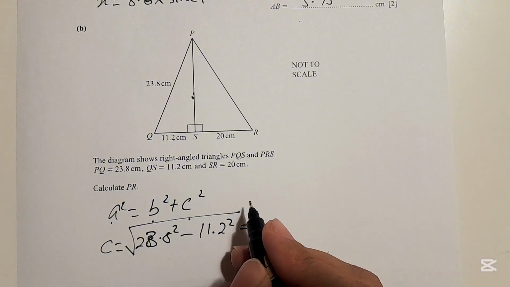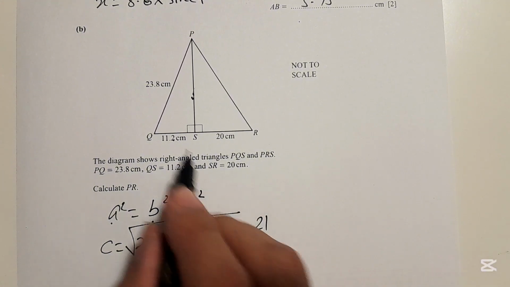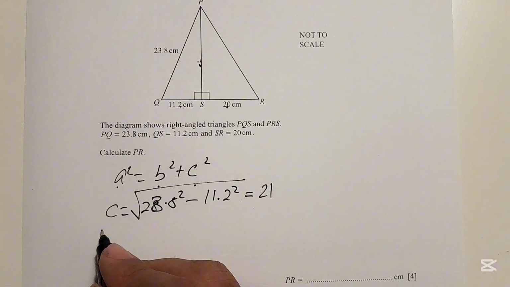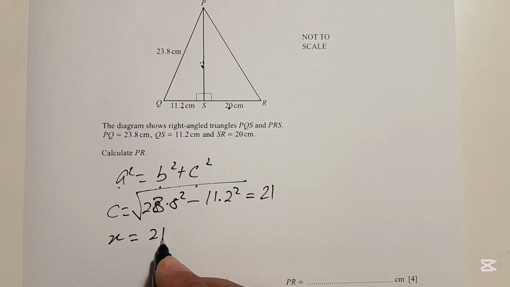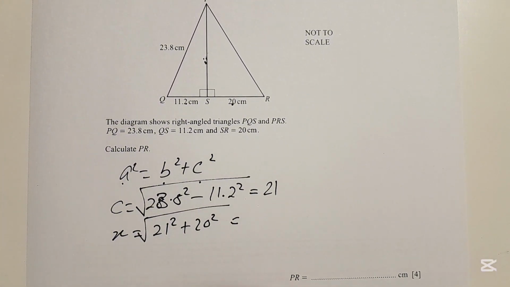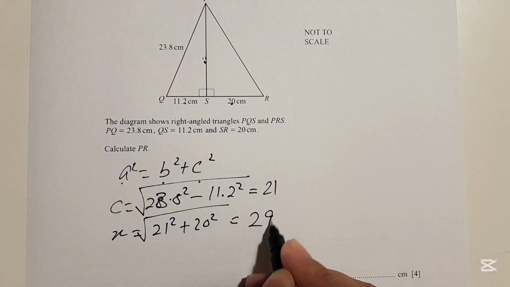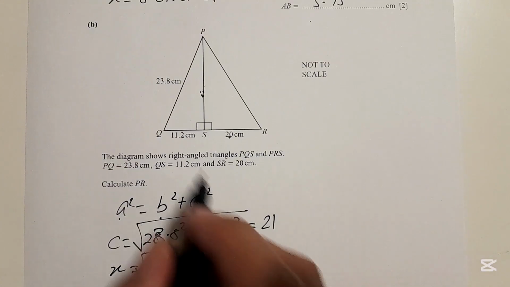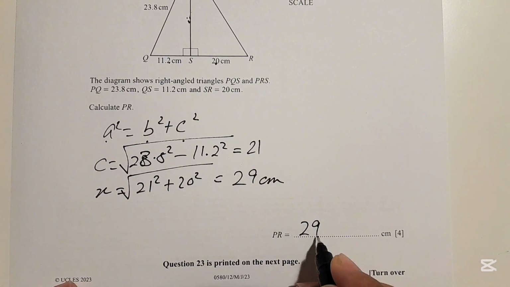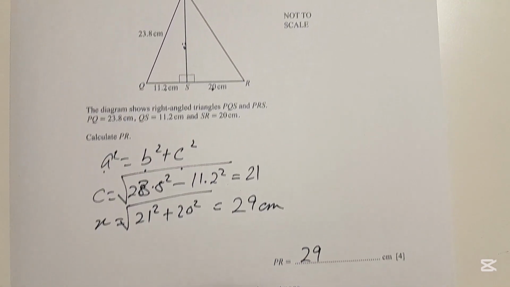The answer is 21. Now we have this length which is 21 and we have this length which is 20. So the value of x is the square root of 21 square plus 20 square, that is 29 centimeter. So the length of PR is 29 centimeter, and this will be the final answer for part B of question 22.